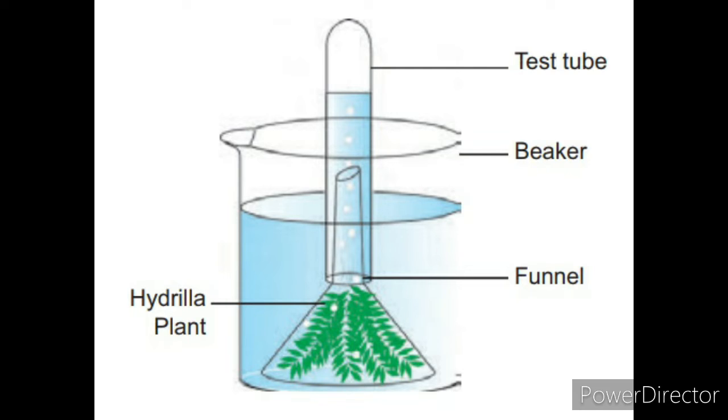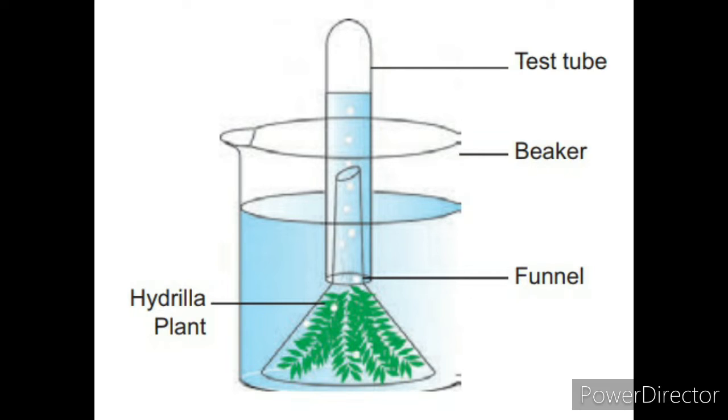You can see the apparatus. First of all, it is a lab activity. In a lab activity, you must know why we are doing it, that is the aim. We must know why we are conducting the experiment. Then we must know the apparatus we are using.